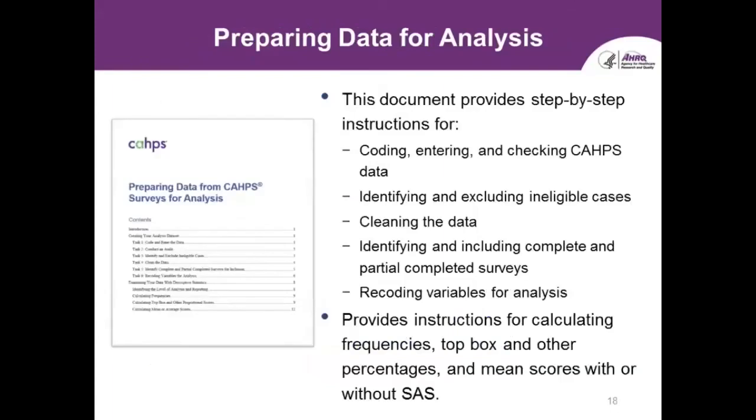So let's talk about each one of these. The preparing data for analysis document explains how to take returned CAHPS surveys and enter and clean the data so that it can be analyzed using either the CAHPS analysis program or some other statistical software. This includes identifying and excluding ineligible cases, cleaning the data, identifying complete and partially completed surveys, and recoding variables for analysis. Then it also provides an overview of how to calculate top box scores and collapsed frequencies and mean scores that are helpful for any kind of software.